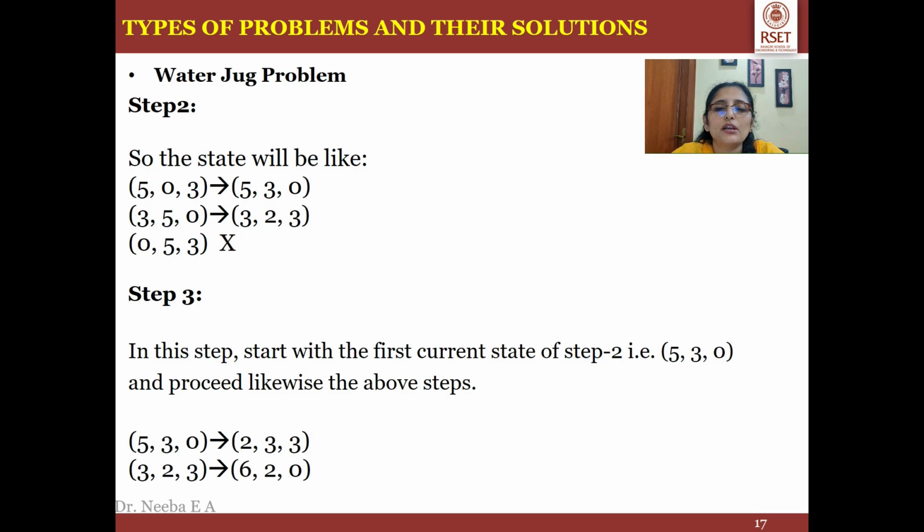In step 3, the same way, we have 2 states from step 2, that is 530 and 323. Now this can be written as, the 5 from jug A can be poured 3 into jug C, so it becomes 233. In the same way, the 3 in jug C can be poured into jug A, so it becomes 620. So that is step 3. The other possibilities in the second one are repeated, so we are not considering that.